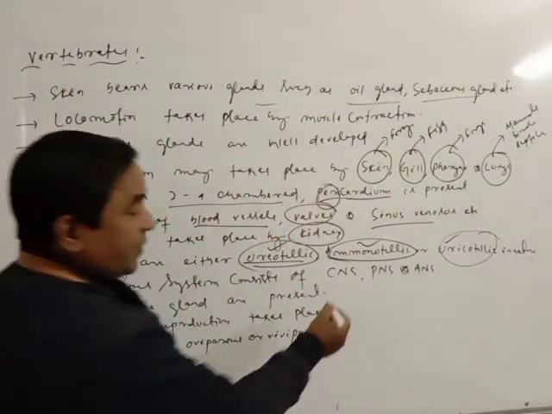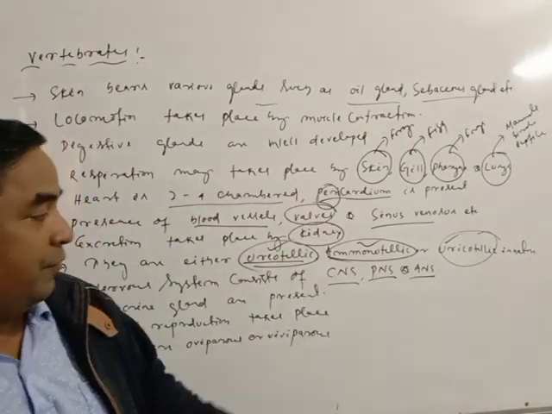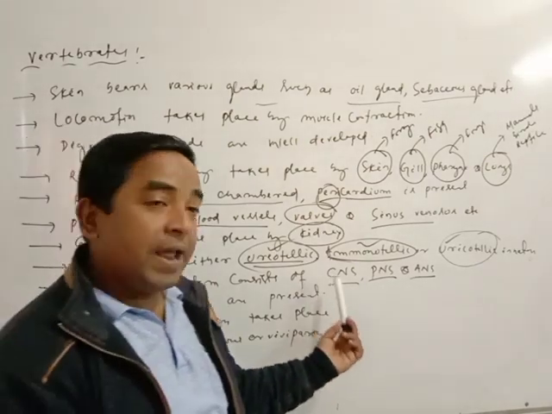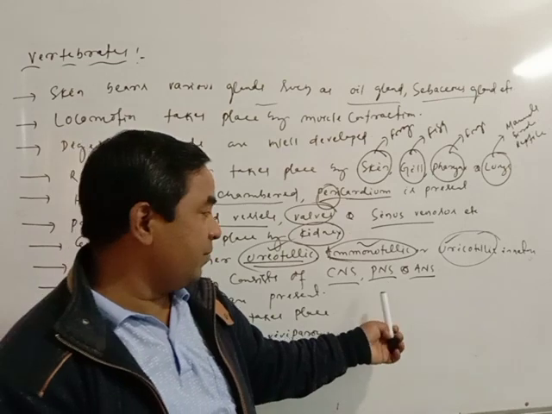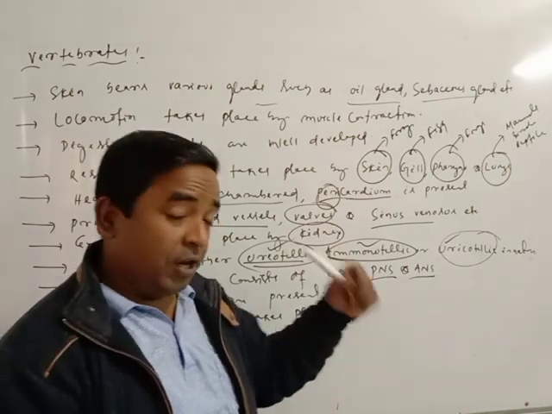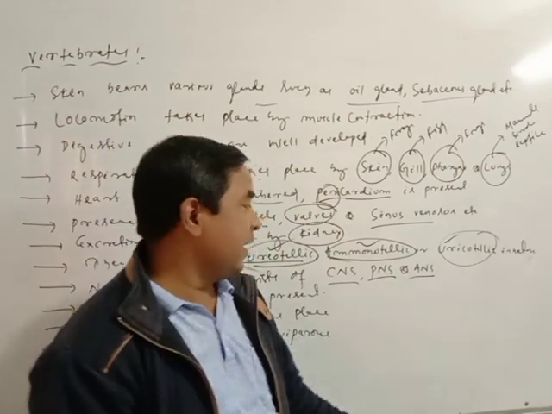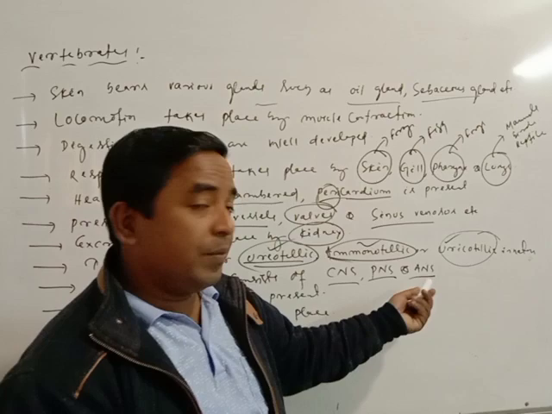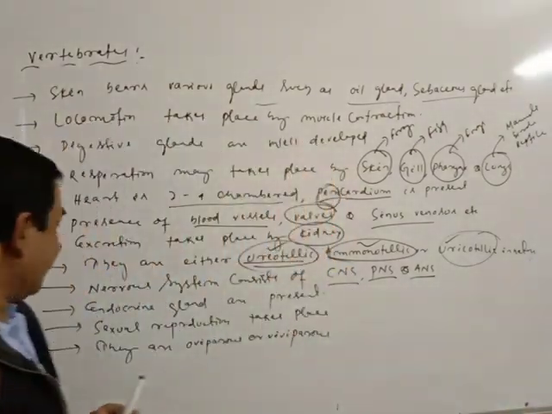Nervous system consists of CNS, PNS and ANS. CNS is the central nervous system, which consists of brain and spinal cord. PNS is the peripheral nervous system, the nerves. Nerves are connected from the brain and spinal cord. Then ANS is the autonomic nervous system, which consists of sympathetic and parasympathetic nervous system.